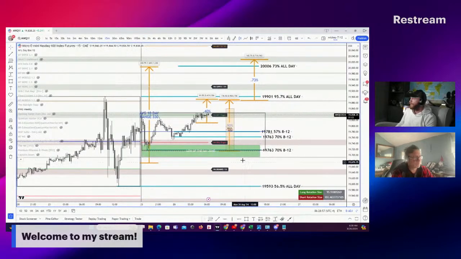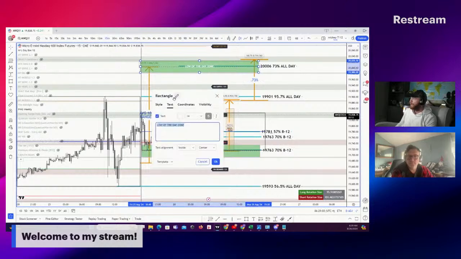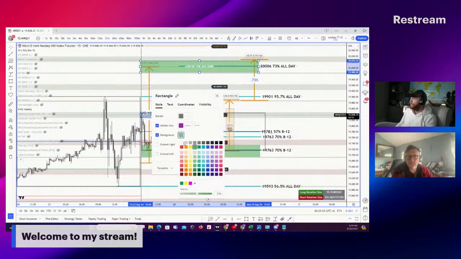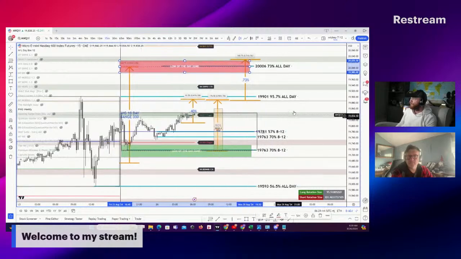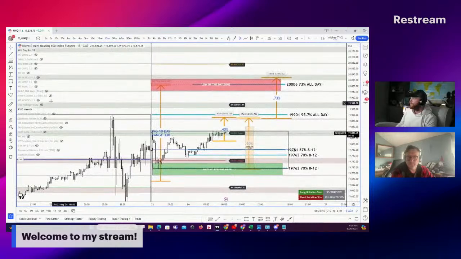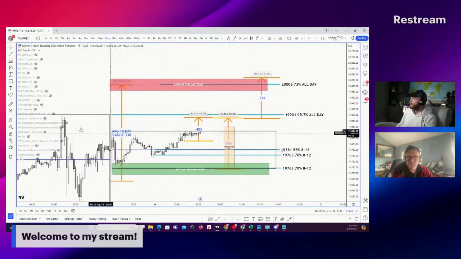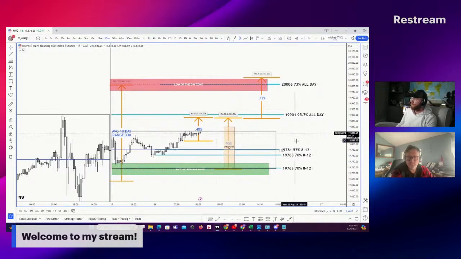Yeah. Right. Roughly. And right on. Same with this right here. Let's make the high of the day zone. All right. And then that is what our highest probable trade looks like. Make sense? Any questions?